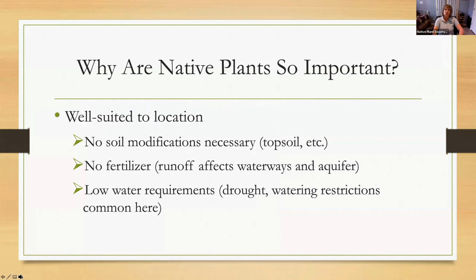So back to the native plant idea. Why are native plants so important? Why do we focus on them and try to encourage people to grow them? Well, for obvious reasons, they're well suited to this location, right? They evolved here, they're adapted to here, they are adapted to whatever soil or lack of soil you have on your property. You don't have to add topsoil, you don't have to add amendments necessarily, you don't have to fertilize your native plants. They don't even really appreciate being fertilized.